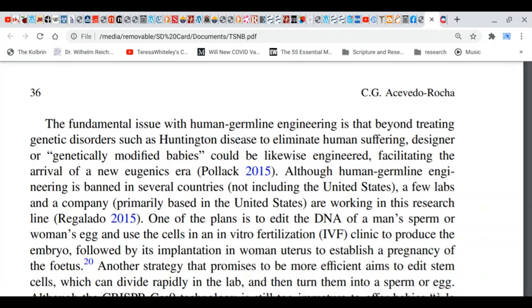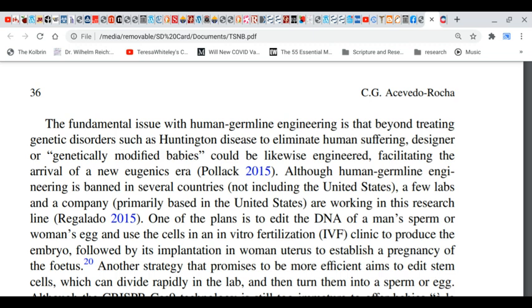The fundamental issue with human germline engineering is that beyond treating genetic disorders such as Huntington's disease to eliminate human suffering, designer or genetically modified babies could be likewise engineered, facilitating the arrival of a new eugenics era. Although human germline engineering is banned in several countries, not including the United States, a few labs and companies, primarily based in the United States, are working in this research line.